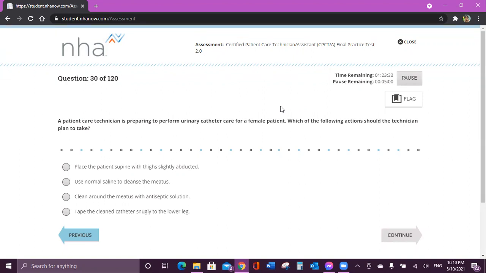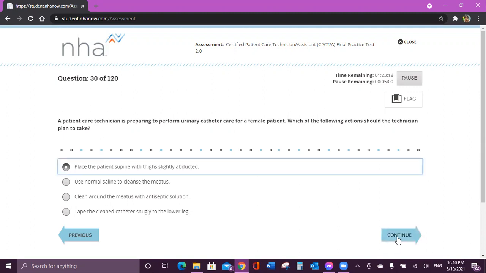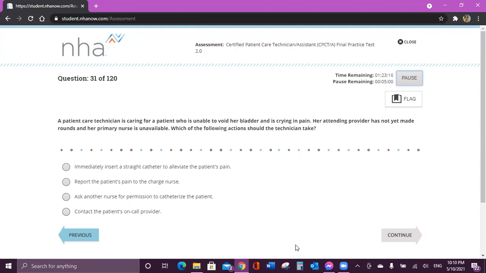A patient care technician is preparing to perform urinary catheterization. Yo creo que la A. Es la A, porque el catheter tú lo tienes que abrir. Y ahí está, tú lo tienes que abrir. Yeah.